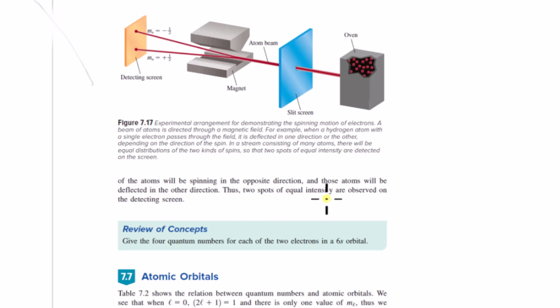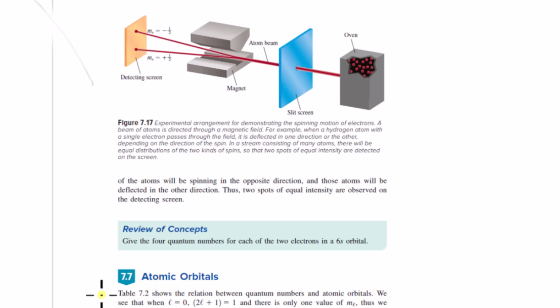Thus, 2 spots of equal intensity are observed on the detecting screen. So if we look here, you have this hot oven, so you have these gaseous atoms coming out. They go through this magnetic field here, and you get these 2 sharp points, 2 distinct points on the detecting screen. So it's this magnetic field interacting with what can only be explained as the spin of the electron, because there's only 2 possibilities. It's one direction of spin and another direction of spin. It's these 2 distinct points here. It's not like there's some other factor going on. So you don't have more than 2 hotspots on the detecting screen.